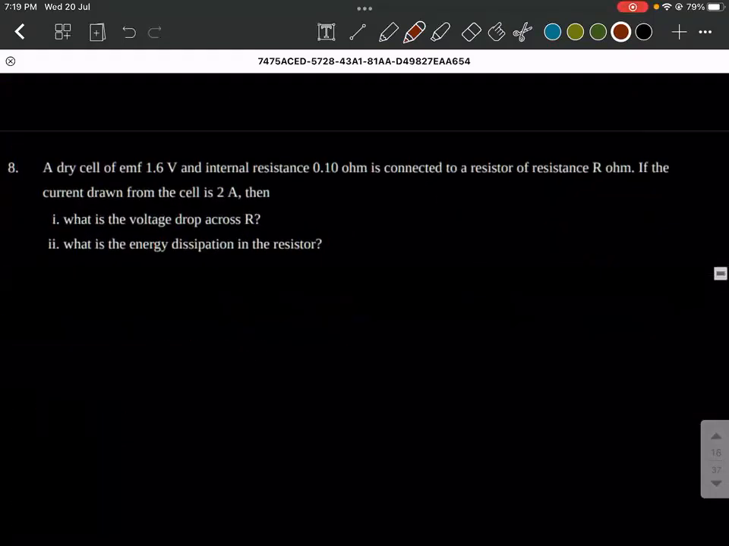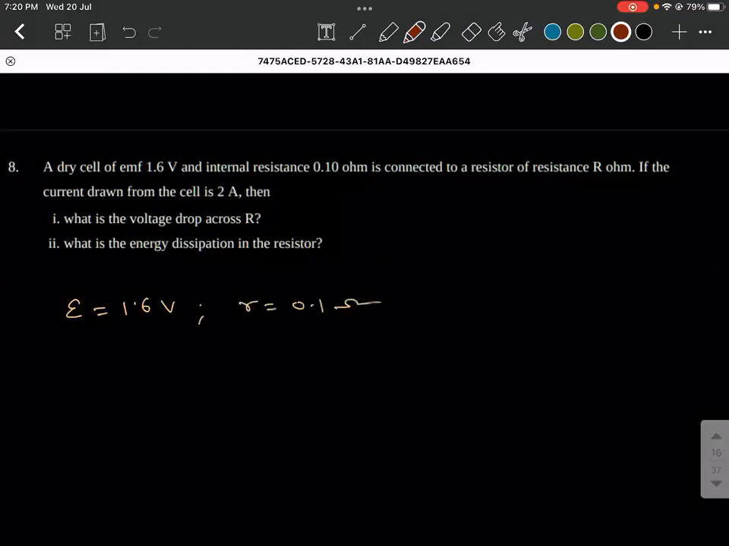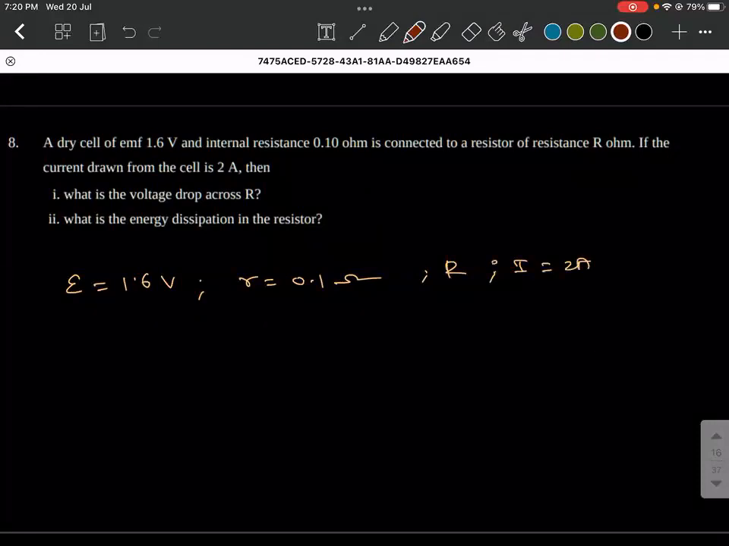There is a dry cell of EMF 1.6 volt and internal resistance 0.1 ohm. It is connected to a resistor of resistance R ohm. If the current drawn from the cell is 2 ampere, find the voltage drop across the resistor R. So what is the given data? EMF is 1.6 volt, internal resistance is 0.1 ohm, connected to a resistance of value R. The current drawn from the cell is 2 ampere. Current is drawn when the cell is getting discharged. What is the voltage drop across the resistor?